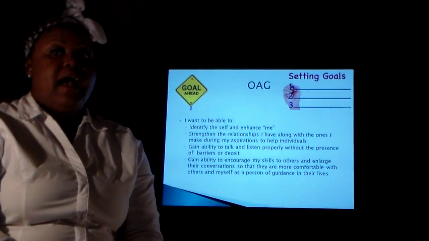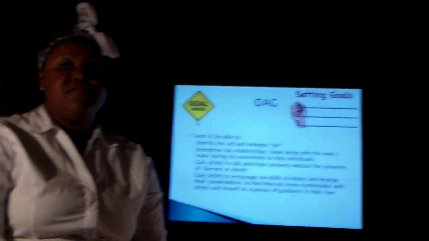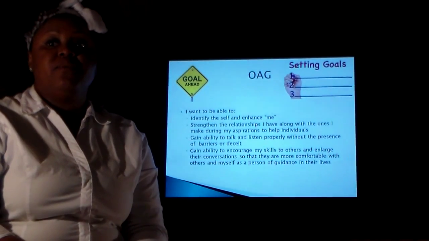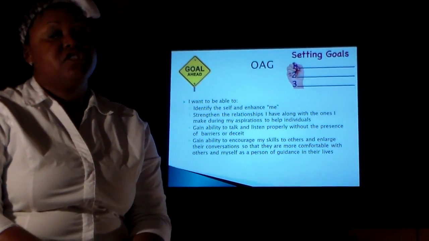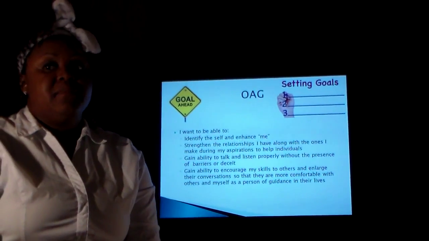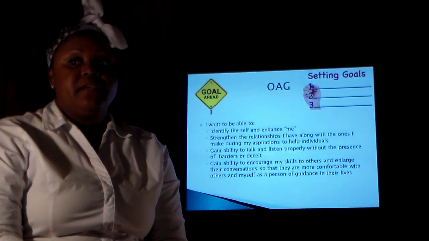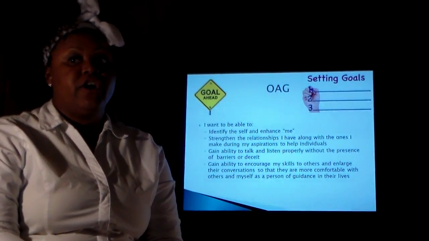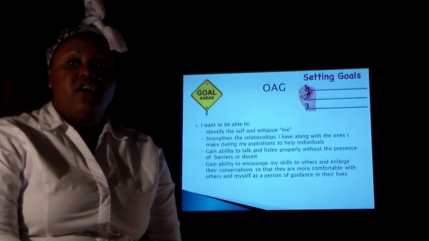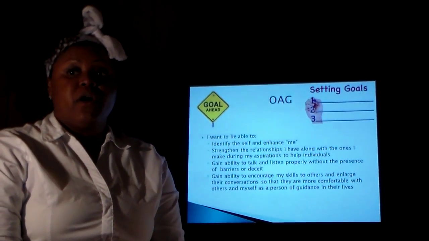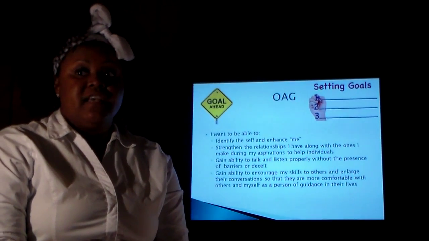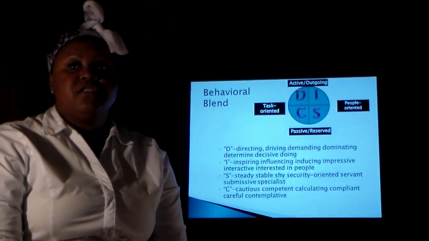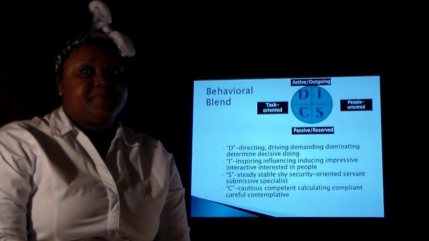So in a nutshell, I want to be able to identify the self and enhance me, strengthen the relationships I have along with the ones I make during my aspirations to help individuals, gain the ability to talk and listen properly without the presence of barriers or deceit, and gain the ability to encourage my skills to others and enlarge their conversation so that they are more comfortable with others and myself as a person of guidance in their lives. Next slide. So we'll talk about my behavioral blend.